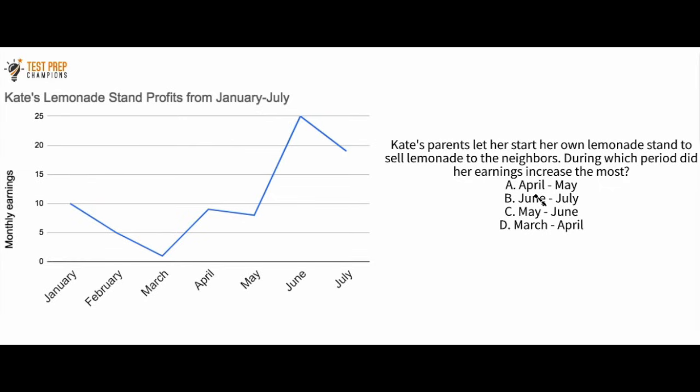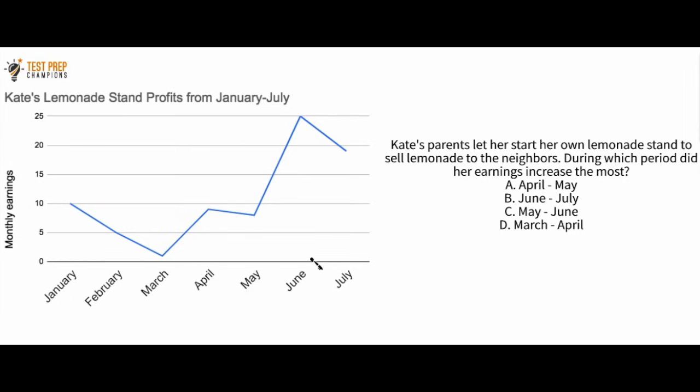A. April through May, B. June through July, C. May through June, or D. March through April. And we have a graph over here. It says Kate's lemonade stand profits from January through July. Now on our vertical axis, we see the monthly earnings. On the horizontal axis, we see the months.